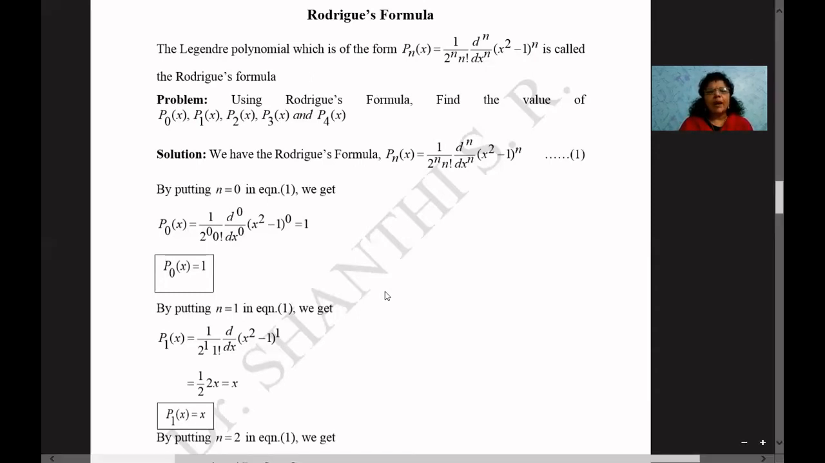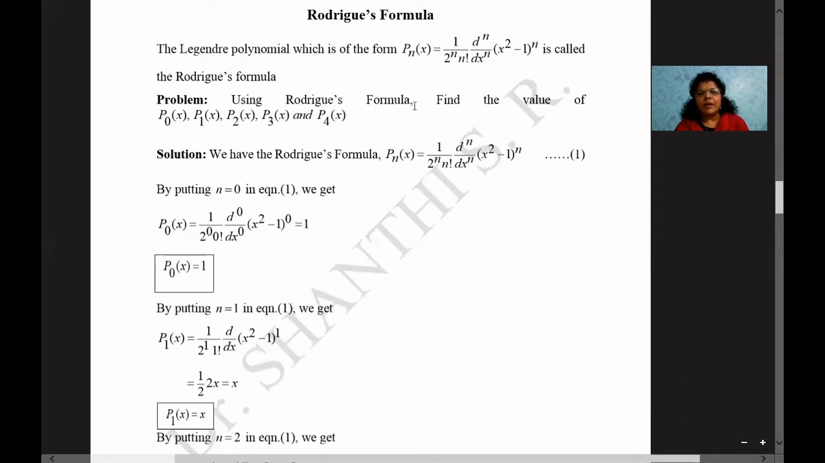The Legendre polynomial, which is of the form Pn of x, is equal to 1 by 2 power n into n factorial, d power n by dx power n, that is the nth derivative with respect to x, of (x square minus 1) power n. This is called the Rodrigues formula. The proof is not there in the university syllabus, so I'll move on to the problem.